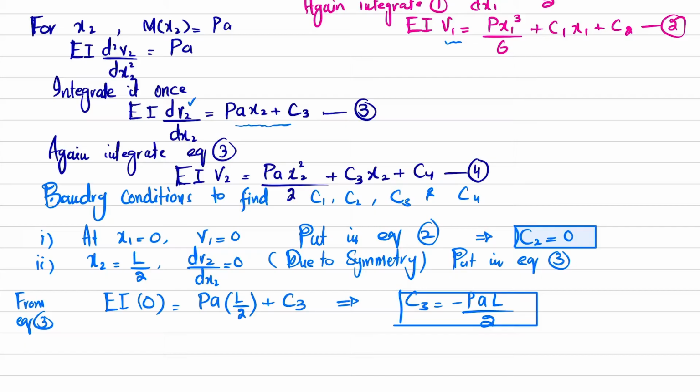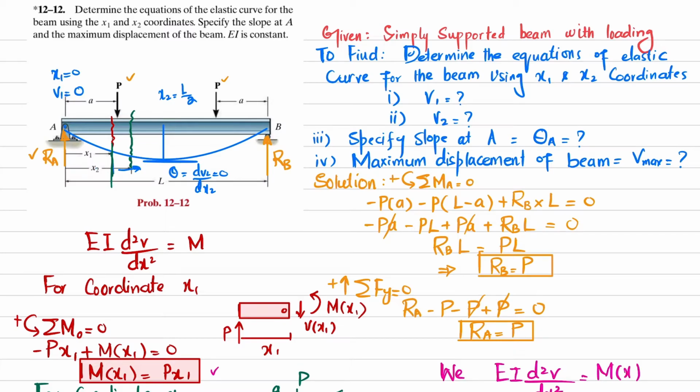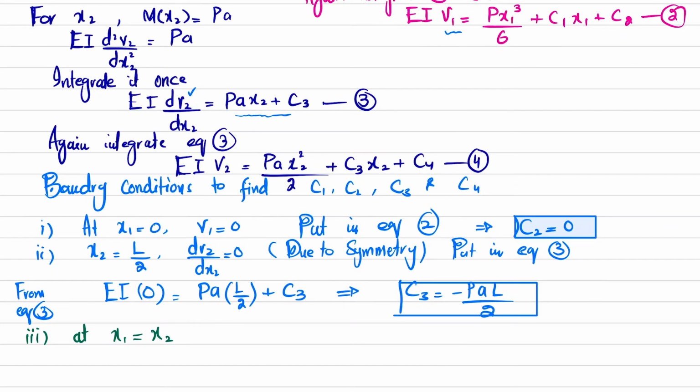So this is C3. Now the third boundary condition is that at x1 equal to x2. If x1 and x2 are the same, it means you are talking about this region. We have dv1 over dx1 equal to dv2 over dx2, because at this point the slope is the same for both. So we will put in equation number 1 and equation number 3 and equate both.